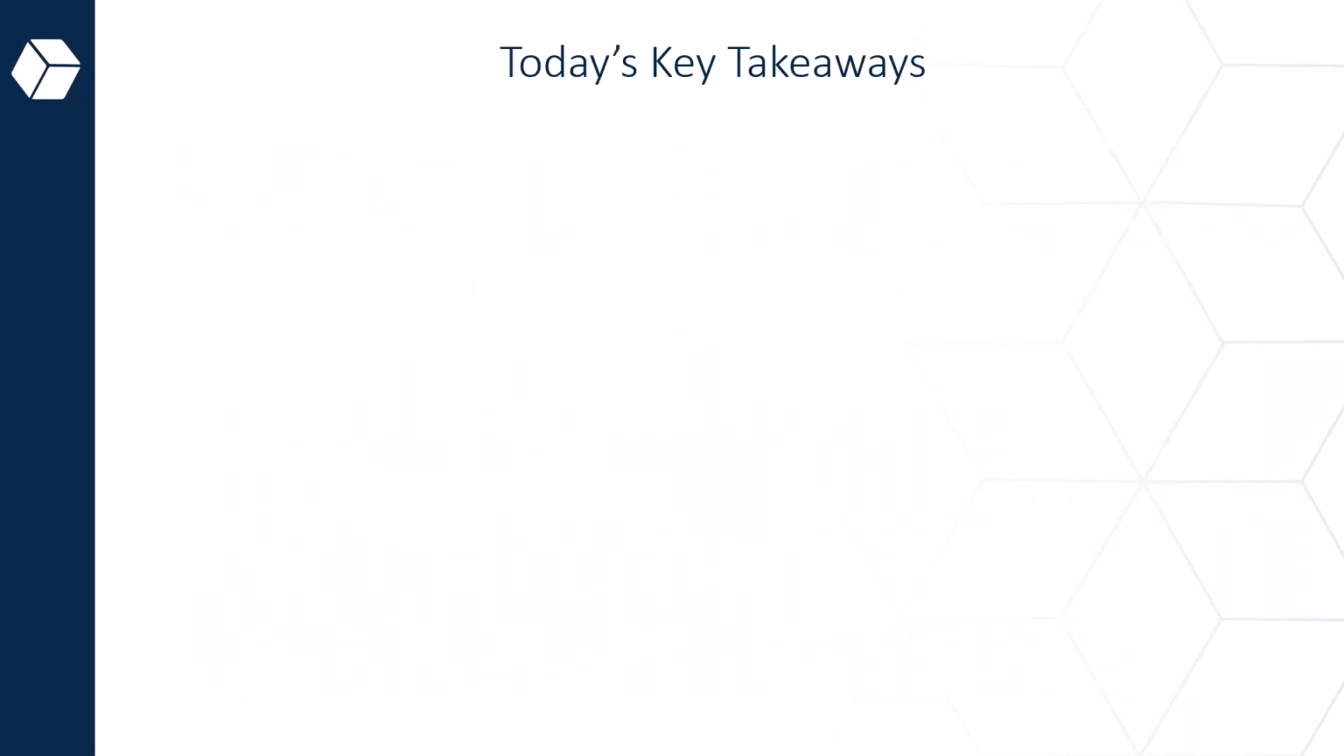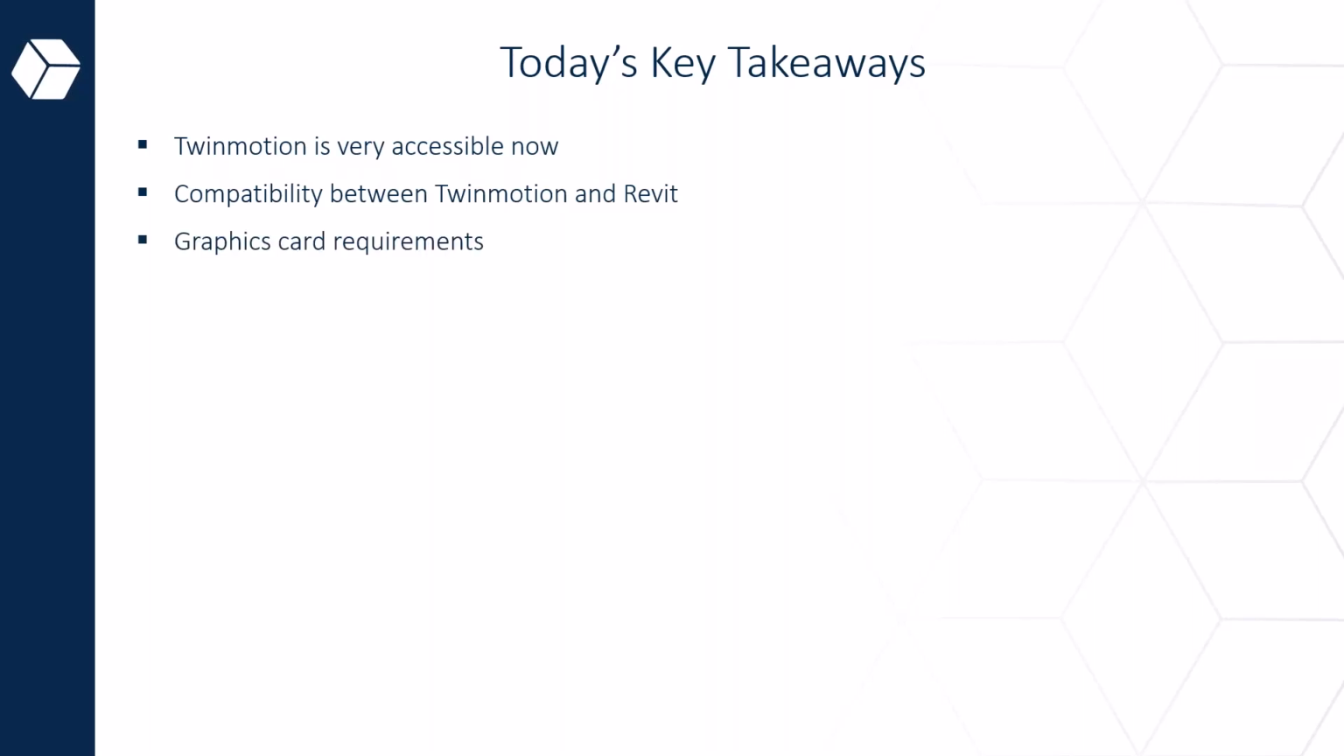Then just looking at today's key takeaways, something that we all know now is that Twinmotion is very accessible. So now you all have access, whoever has access to Revit. The full Revit means that you have full access to Twinmotion as well. The compatibility between Twinmotion and Revit is something important. So like I mentioned with the versioning, Twinmotion 2022 is compatible with Revit 2023, and Twinmotion 2023 is compatible with Revit 2024. So the graphics card requirements, that is specific to the path tracer capability.